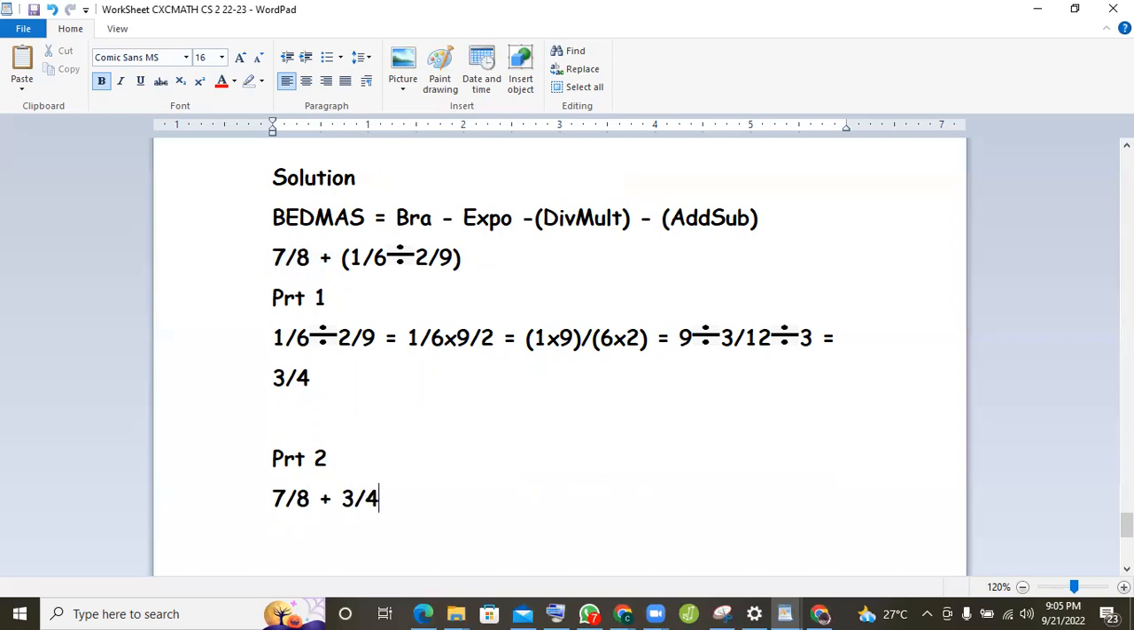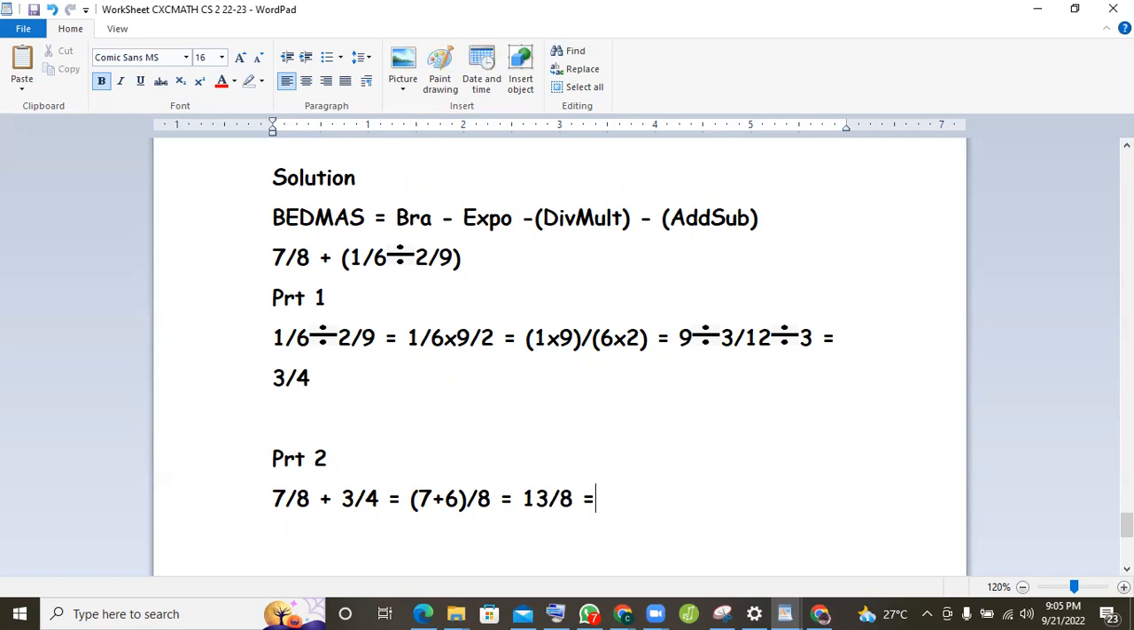When you look at the 8 and the 4, you can simply say 8 is a multiple of 4. So you can keep your 8 in the denominator, and in the numerator you write: how many 8s are there in 8? 1. 1 times 7 is 7, plus how many 4s are there in 8? 2. 2 times 3 is 6. 7 plus 6 is 13 over 8.